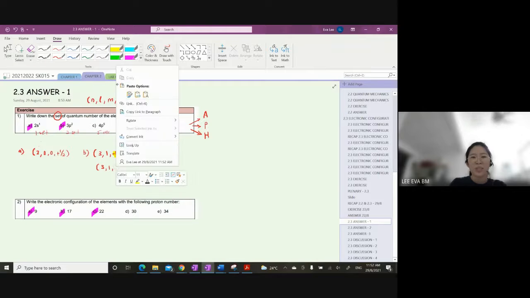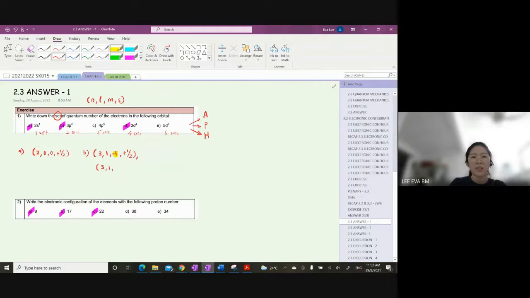So Madam akan tunjuk macam mana. Let me write down the sets of quantum number first. So I write down 0 over here, positive half. Why do I write different orbitals over here? If you remember your orbital diagram, so let's say 3p have 3 orbitals, 3 lines. So each one is represented by 1 value: 0, negative 1, positive 1. Doesn't matter how you arrange, because all of these have the same energy.